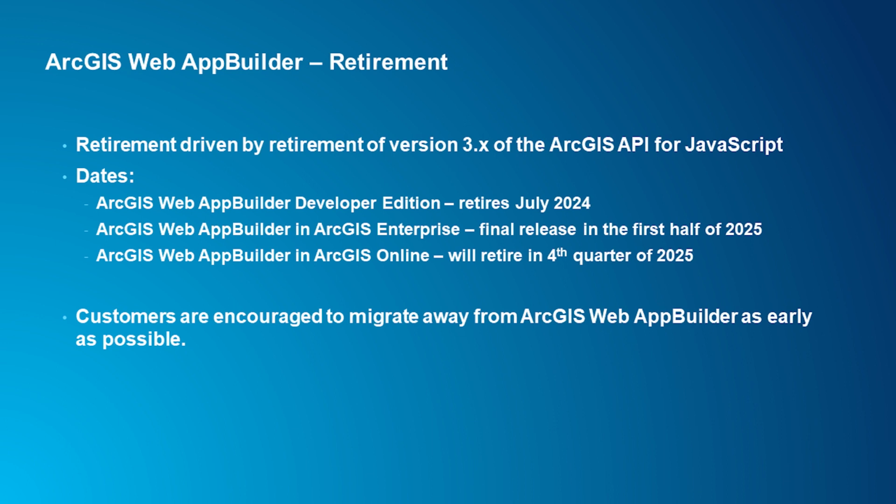So the Web AppBuilder Developer Edition will be retired in time with the ArcGIS API for JavaScript 3.x. So it will retire in July 2024 in alignment with the 3.x API. The Web AppBuilder that is included as part of ArcGIS Online will retire in the fourth quarter of 2025.